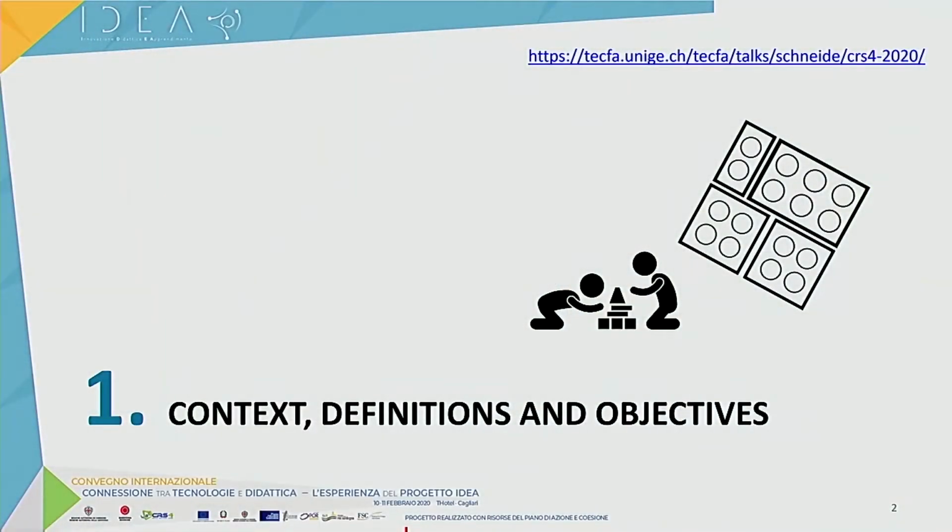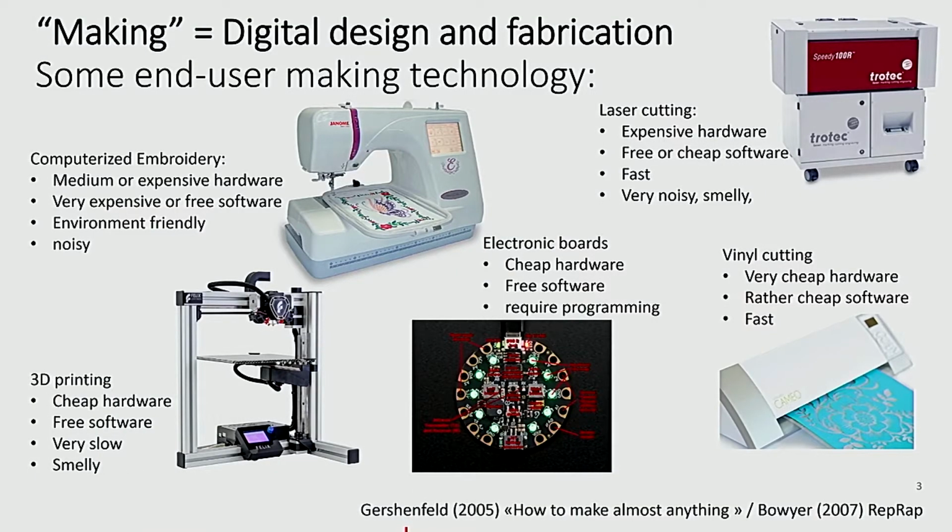First, making in American English is an abbreviation for digital design and fabrication. And you have that in industry, but now you also have it at home and in schools. So here are a few very popular things, like this is a 3D printer, very cheap now. You can have one for 300 euros.